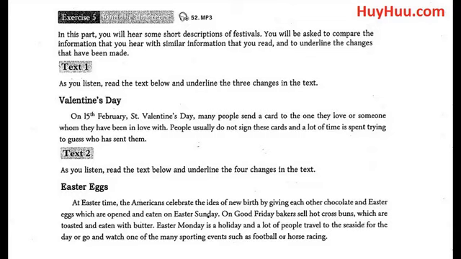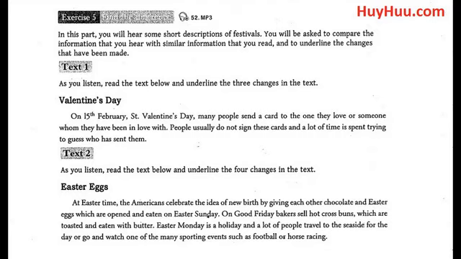Valentine's Day. On the 14th of February, St. Valentine's Day, a lot of people send a card to the one they love or someone whom they have fallen in love with. People usually do not sign these cards, and a lot of time is spent trying to guess who has sent them.